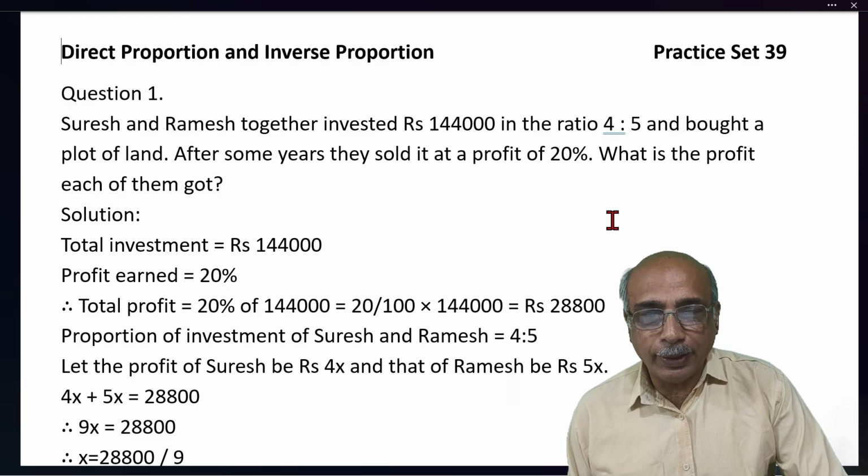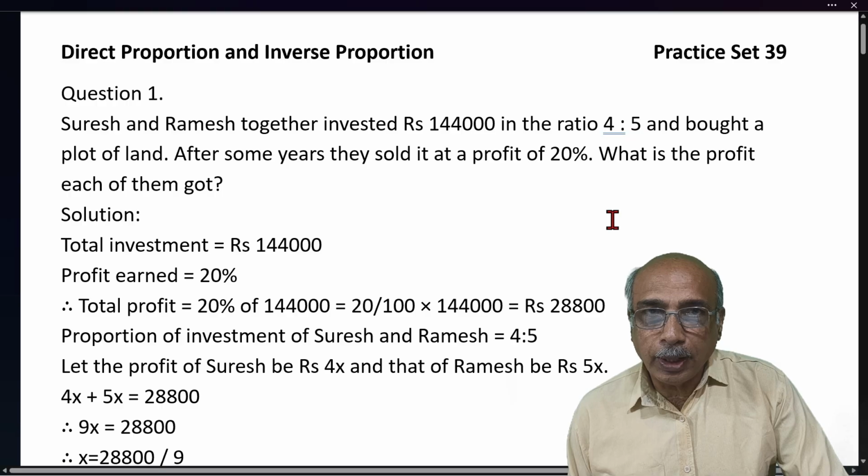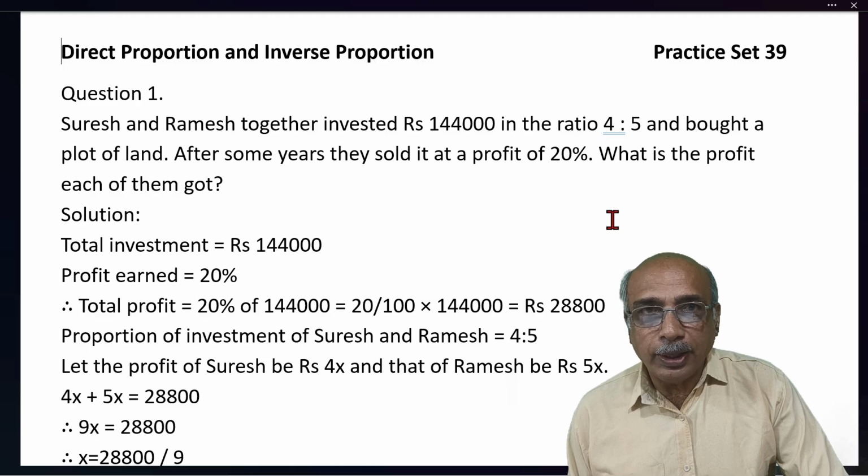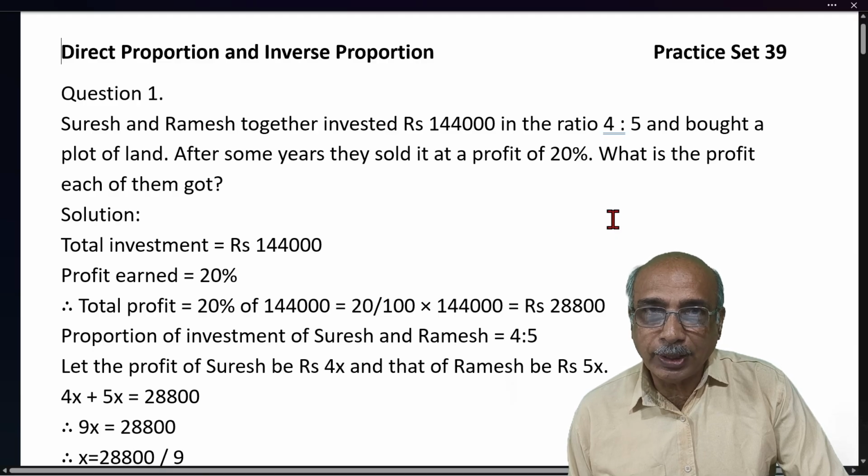Whatever profit we get, suppose 1,000 rupees profit, it will be divided in the ratio 4x plus 1x, that is 5x equals 1,000. Therefore x equals 1,000 divided by 5 equals 200 rupees. So your profit will be 4 into 200 equals 800 rupees, and my profit will be 1 into 200 equals 200 rupees. So our ratio of profit will be 800:200. I am sure with this example you have understood.